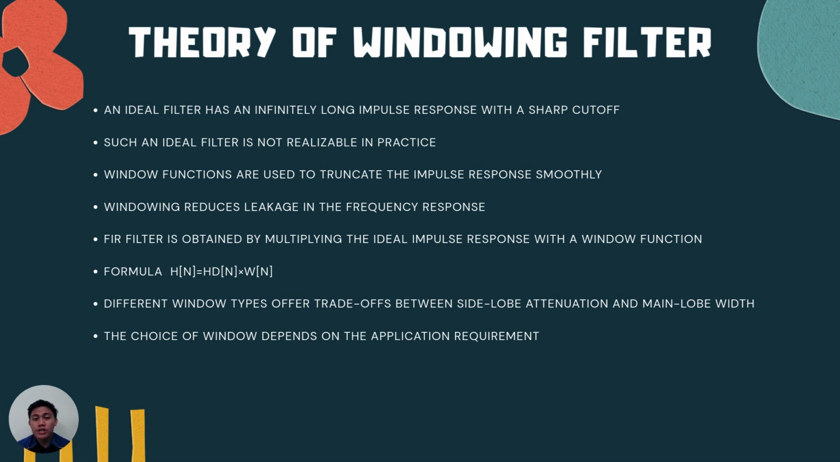The formula is h(n) = hd(n) x w(n). Different window types offer trade-off between side lobe attenuation and main lobe width. The choice of window depends on the application requirement.